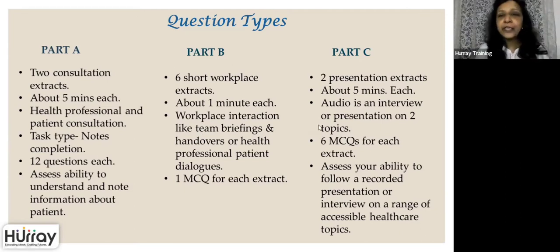Now, part C questions are generally an interview style kind of podcast, or it could be a presentation of one person talking on a particular healthcare topic. So it could be somebody talking about a new medication, about a disease condition and its symptoms and treatment. It could be about some vaccinations being produced, or it could be some prognosis of an illness. It could be different things all related to healthcare, but there'll be 2 separate extracts and both will not be related to each other. The topics are different from each other.